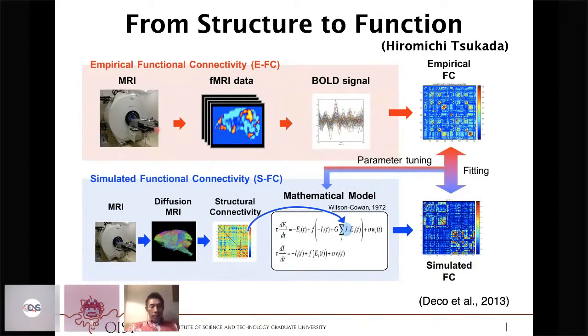From functional MRI, we can also observe the BOLD signal and obtain the empirical functional connectivity. Then we see whether these two features of the dynamics can match each other. This is a framework proposed by Gustavo Deco, first in human MRI data. We are testing it with marmoset MRI data with a validated connection matrix.